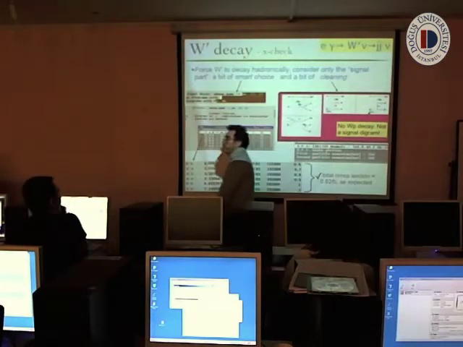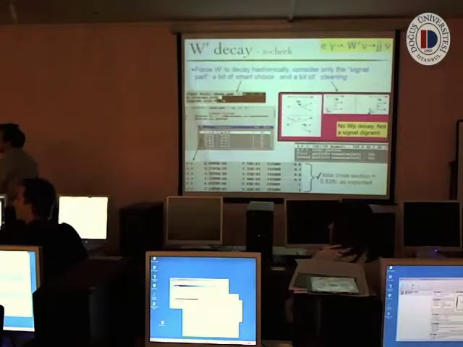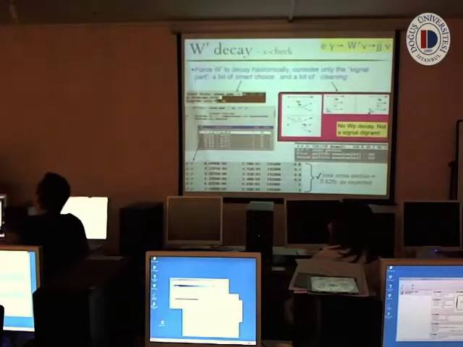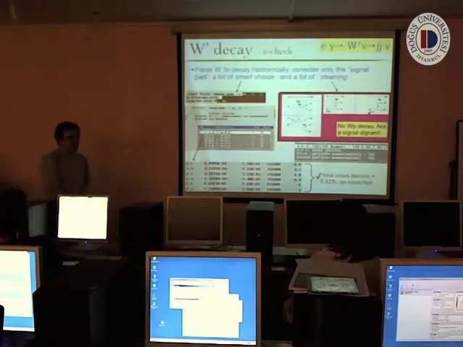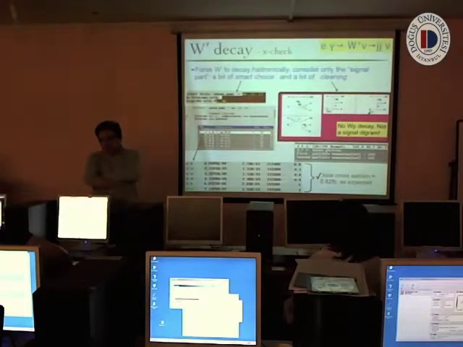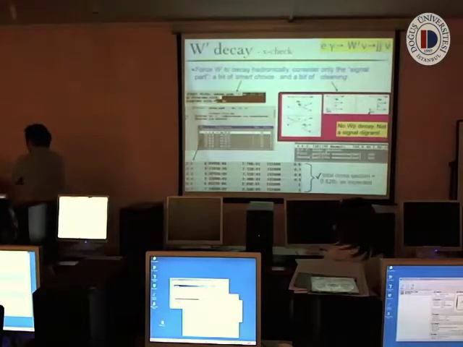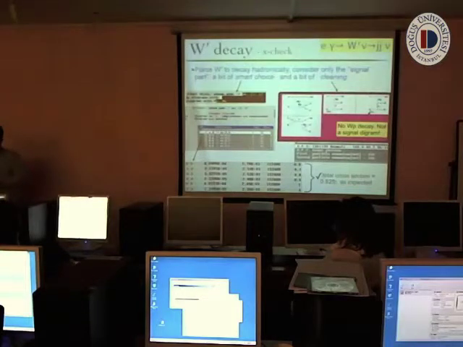So what is the advantage of decaying them in the compact? I forgot. Since you guys didn't ask this question, now you should answer it. What is the advantage of having W prime decayed in compact? It's easy. It's easier to do than doing it in Pythia. Maybe.